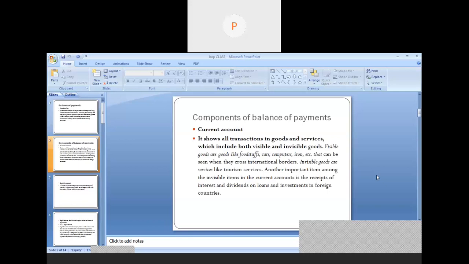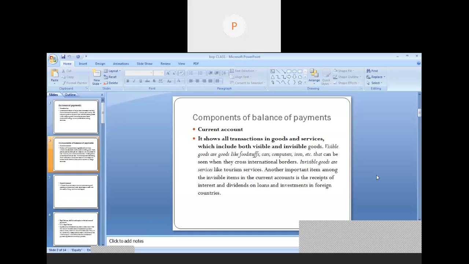This refers to those receipts and payments which take place without any service in return. Like if you're getting some gifts or some donations, that is not out of any services that you have given or any goods that are being transacted. Receipts of unilateral transfers from the rest of the world are shown in the credit side, and unilateral transfers to the rest of the world are shown on the other side.